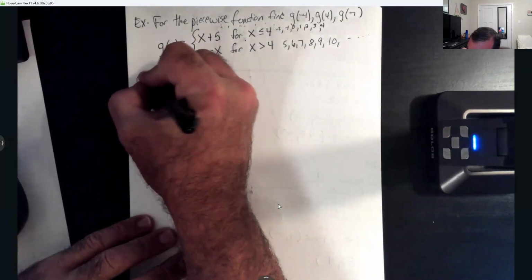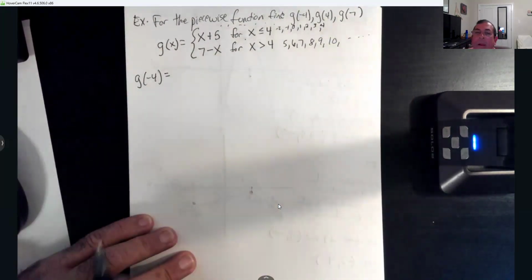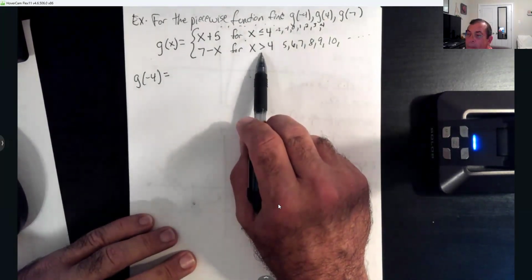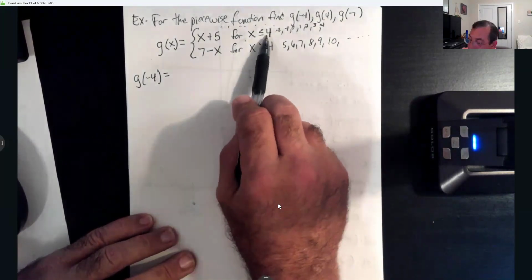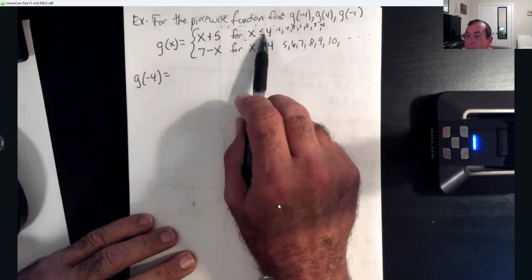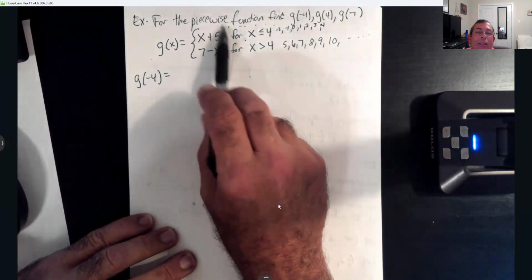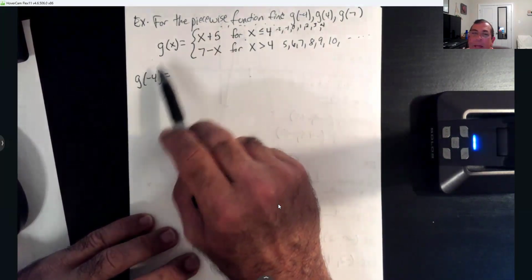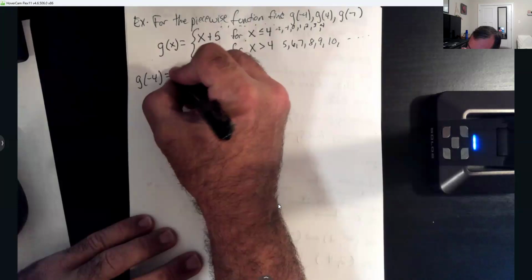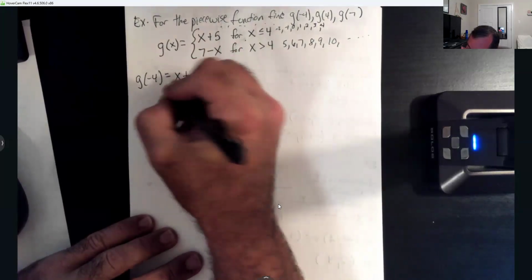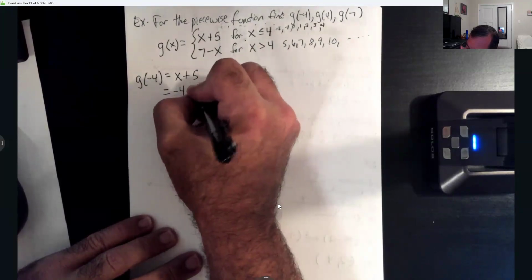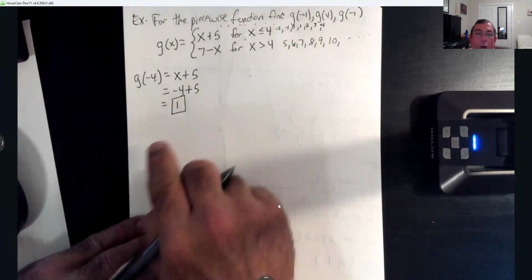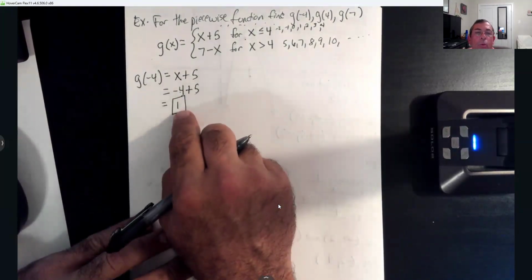So I got a g of -4. Is -4 less than 4 and equal, or is it greater? Well, it's less than 4. So remember, we said any number negative is less than a positive. So you got to use this equation. So that means take that equation and put a -4 in for that x. So you're using the x plus 5 equation. Now you're putting a -4 in for the x, and -4 plus 5 equals 1. So g of -4 equals 1.